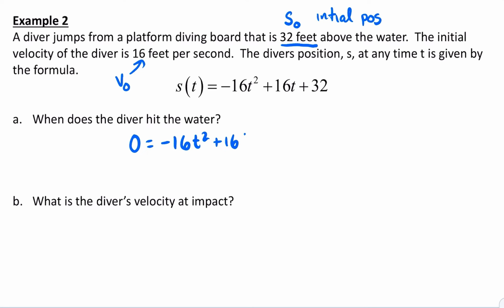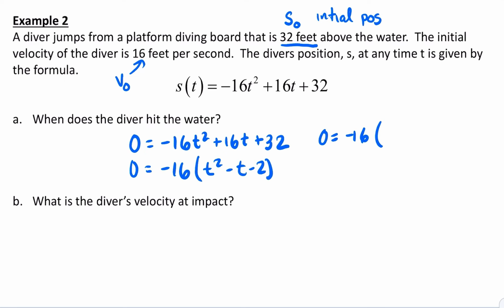This is one of my favorite problems when I used to teach Algebra 2 trig. I factor out the 16. And then I factor that, and that factors to t minus 2, t plus 1. So I have t equals 2 and negative 1.